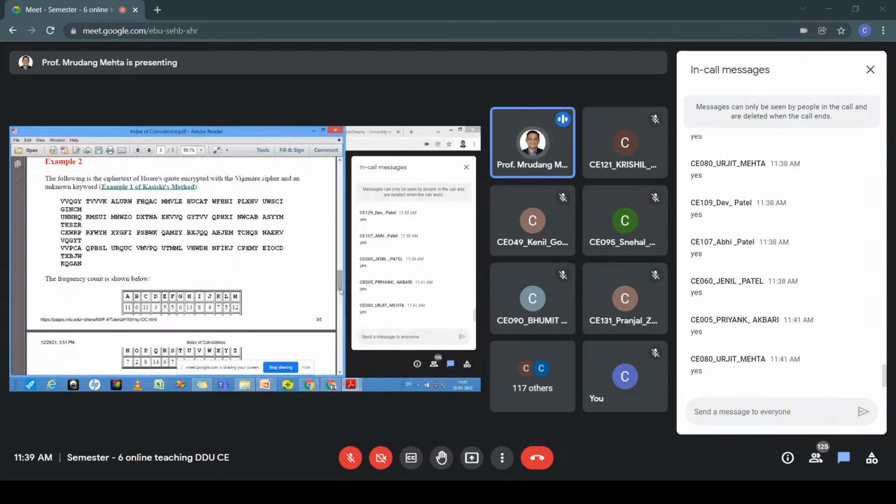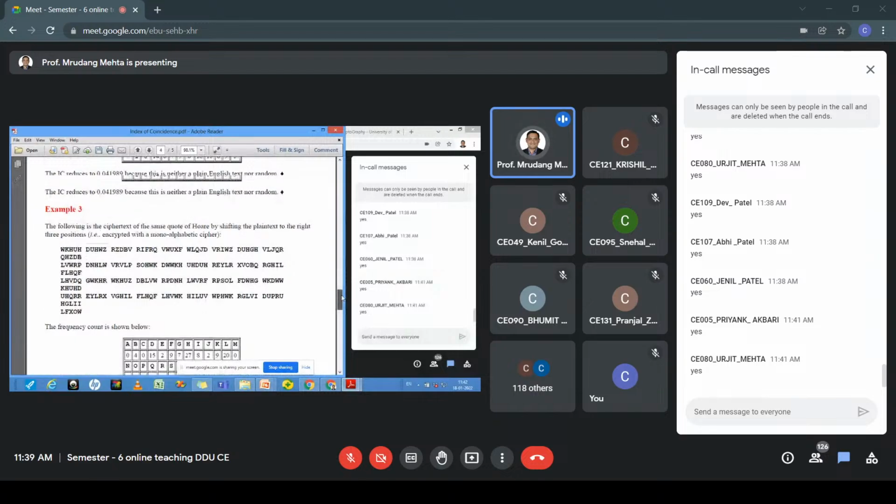So now we take another example. This example is actually different, right? It is not plain text: V, V, G, Q, G, Y. It is cipher text. For this whole text, we have to find how many times A appears, B appears, and so on, the same method.